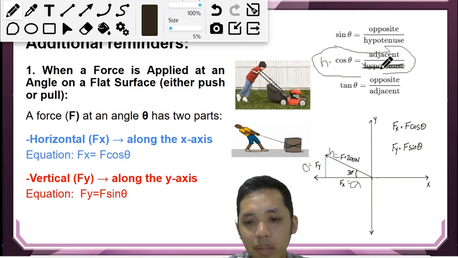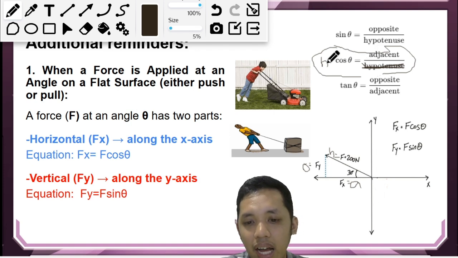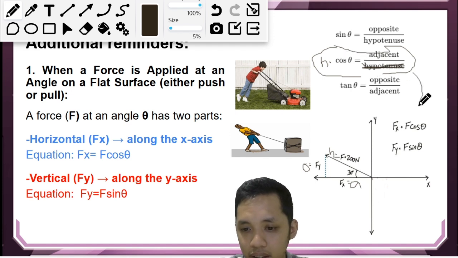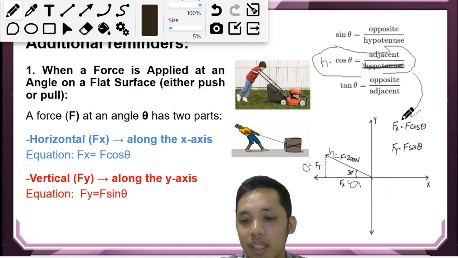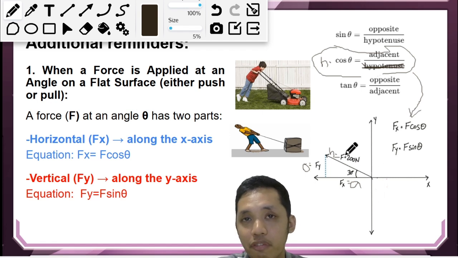So, our equation will be adjacent side is equal to hypotenuse times cosine. Or, it will be this: F of x, which is equivalent to the adjacent side, is equal to the hypotenuse, which is the overall component or force, F, times cosine theta, which is the angle.